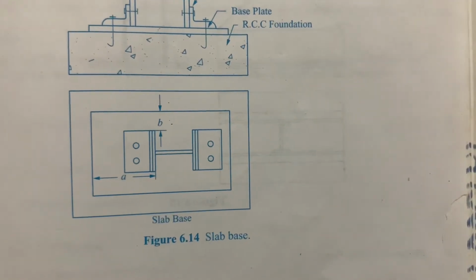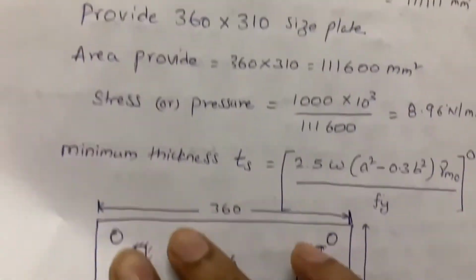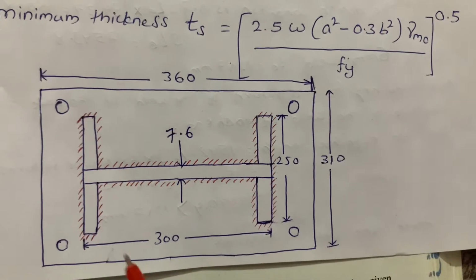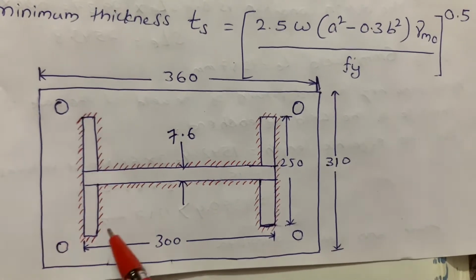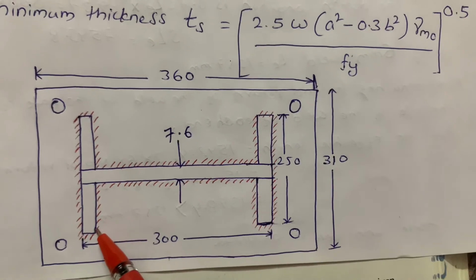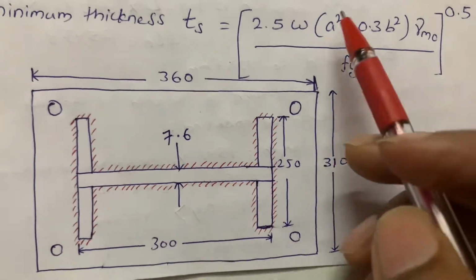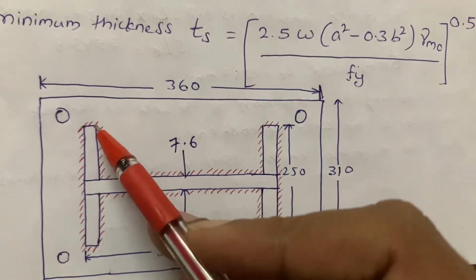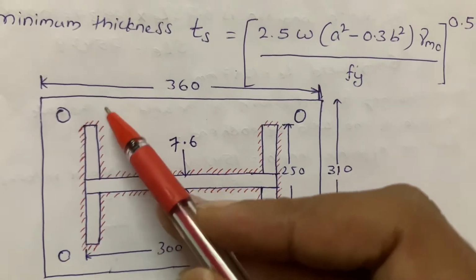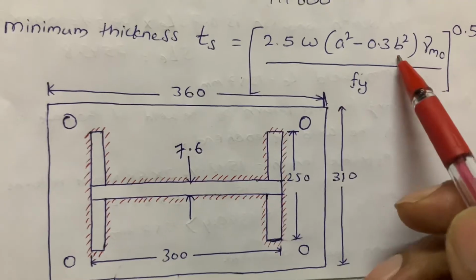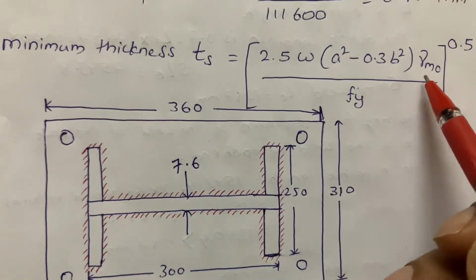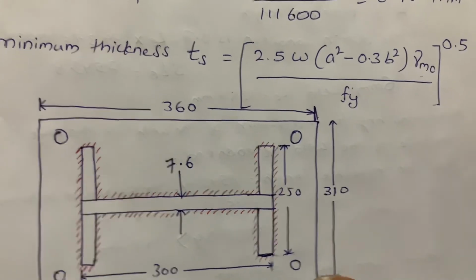So here in this diagram I'll show you. So this is the larger projection, from this edge point to this edge point. This is the larger projection, that is the a value here, and the b value is from this edge to this projection, that is the shorter projection, that is the b value. And fy is the yield stress. We know that gamma m0 is the partial safety factor, which is available in table number 5.